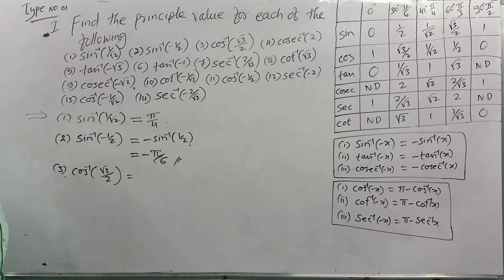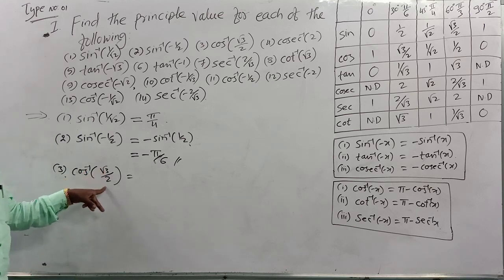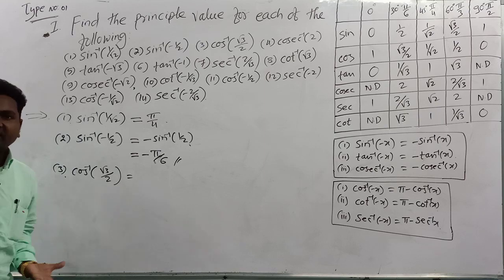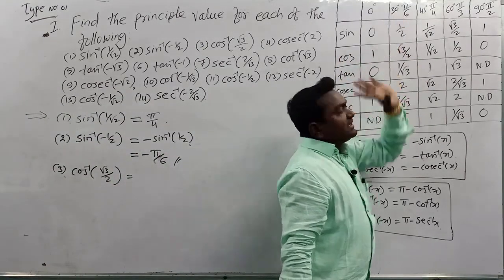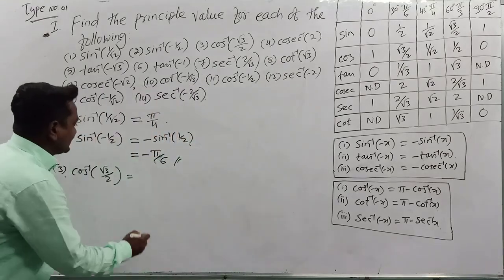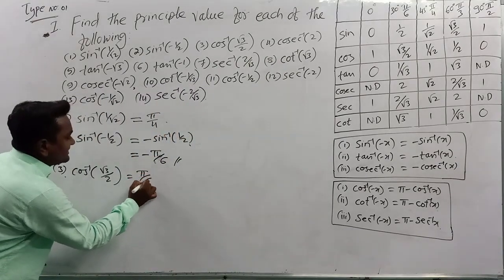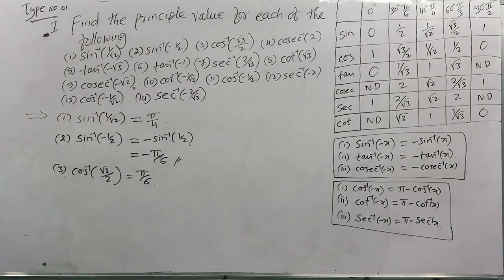Here there is no negative sign. Cos inverse root 3 by 2 is equal to how many degrees? Cos of root 3 by 2 is the same, pi by 6, which means 30 degree. Its value is pi by 6. Directly we have to write it here.